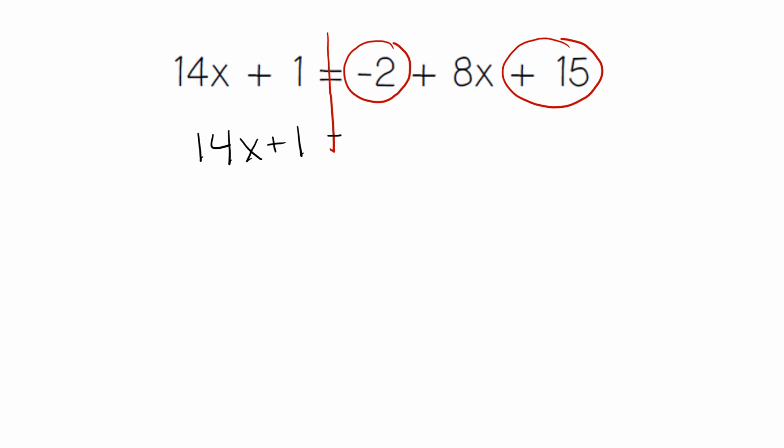The 14x plus 1 is going to stay the same. The 8x is also going to stay the same. And we combine negative 2 and 15 together to give us 13.